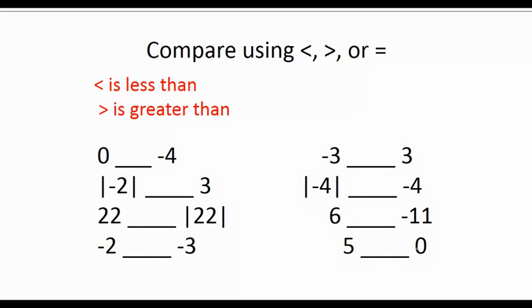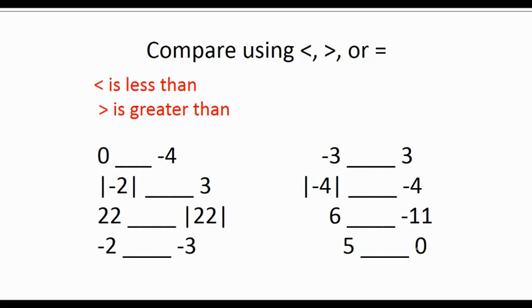All right. Now let's compare some negative numbers using less than, greater than, or equal symbols. And up there I put, if you've forgotten, because I know some people struggle with what symbol means what, you can see I have the less than and greater than symbols marked. So let's look at our first one here. 0 is being compared to negative 4. So basically what you're trying to find out is, is 0 more than negative 4 or less than negative 4? Well, 0 is greater than negative 4.